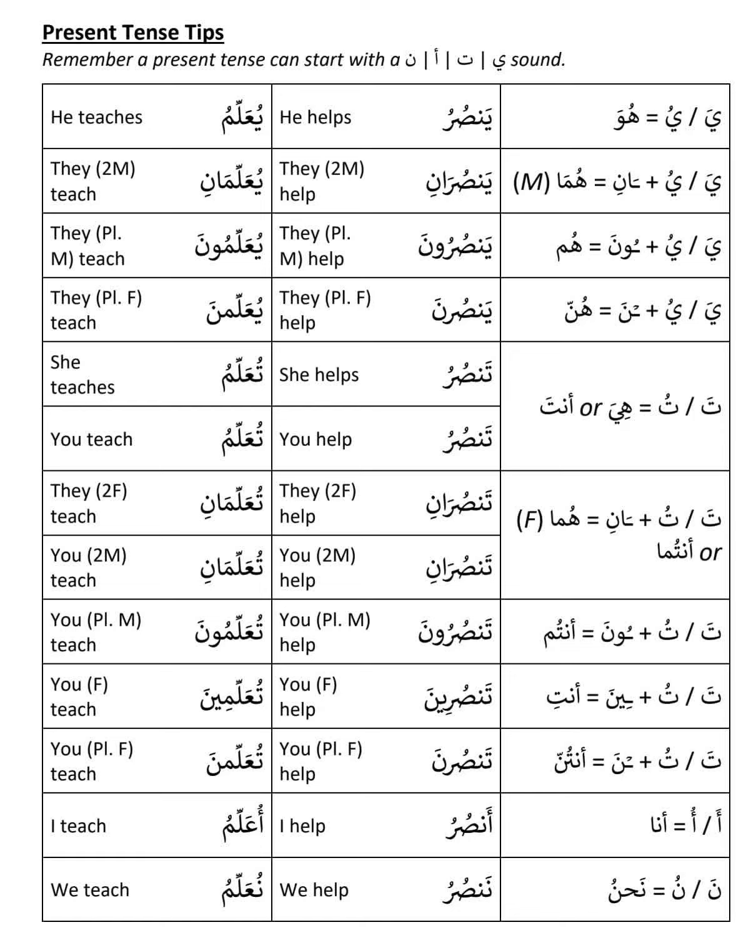Huwa yauzu, huma yauzani, hum yauzuna. Hiya tauzu, huma tauzani, hunna yauzna. Anta tauzu, antuma tauzani, antum tauzuna. Anti tauzina, antuma tauzani, antunna tauzna. Ana auzu, that is what a'udhu billahi min shaitan rajim. Nahnu nauzu. You might have also heard the word na'udhu billah. So we seek protection in Allah. Na'udhu billah. So a'udhu is I seek protection, na'udhu, we seek protection. These both words we frequently use.